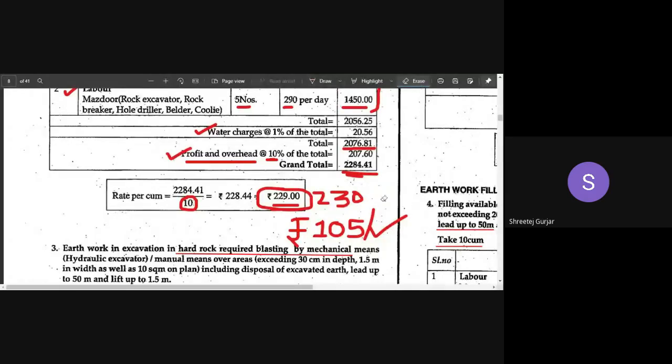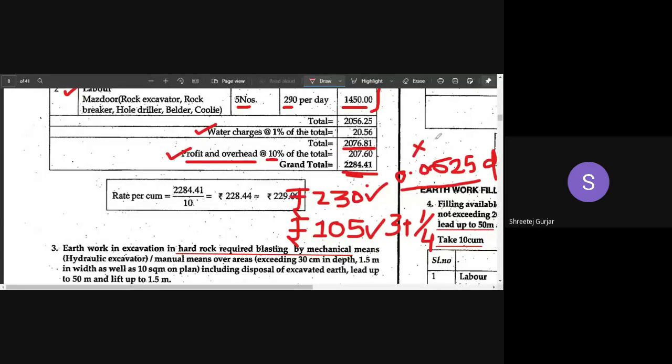So why is this particular difference, and what will affect it? What is the difference between 230 and 105? Time, sir. Time, correct, very important. So the time required by this hydraulic excavator is how much? 0.0625 days. And what is the time required here? 3 plus 1/4. So multiply this by 8, right? 1 day is equal to 8 working hours, no? So multiply this by 8. What is the answer that you will get in hours?